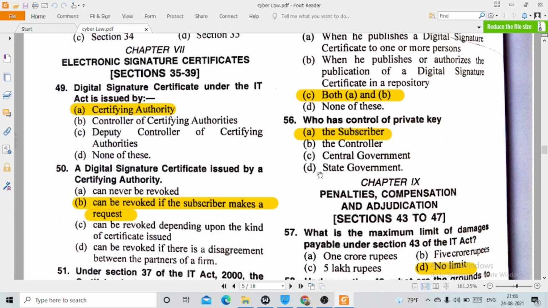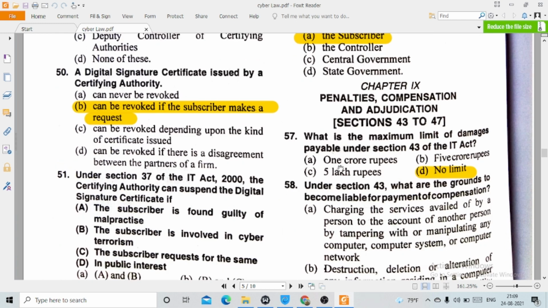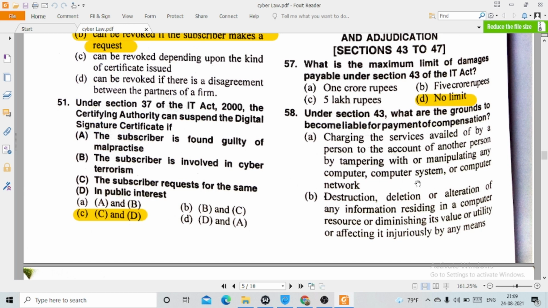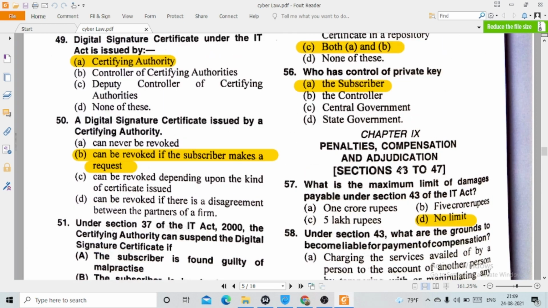49. Digital signature certificate under the IT Act is issued by the certifying authority. 50. A digital signature certificate issued by a certifying authority, option number B, can be revoked if the subscriber makes a request. 51. Under section 37 of the IT Act 2000, the certifying authority can suspend the digital signature certificate, option number C and D, if the subscriber requests for the same and also in public interest.